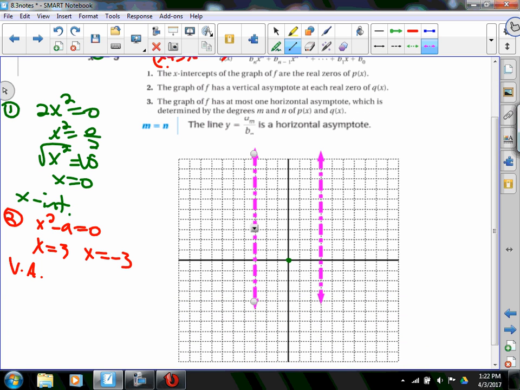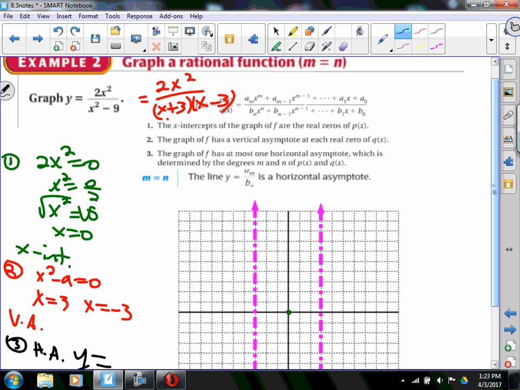So the last thing we need to do then is to consider, because of the way the powers are, the horizontal asymptote. The horizontal asymptote is going to be when y equals 2 divided by 1, which is just 2. So there's going to be a horizontal asymptote when y equals 2 for this particular graph. We write when y equals 2.